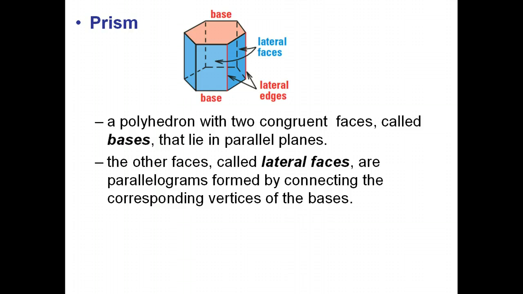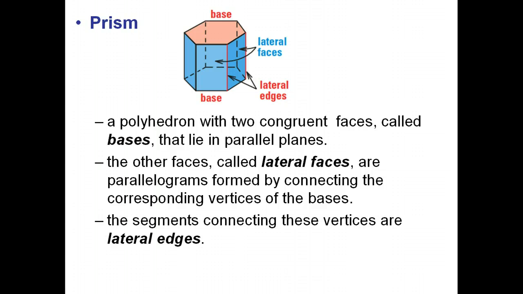bases. So I have the number of lateral faces as the number of sides of the base. So if I have a pentagonal prism, then I'll have 5 lateral faces and 2 bases. The segments connecting these vertices are called the lateral edges.